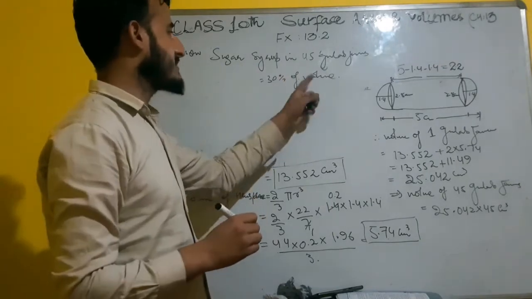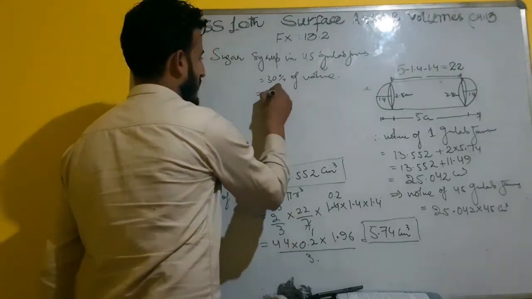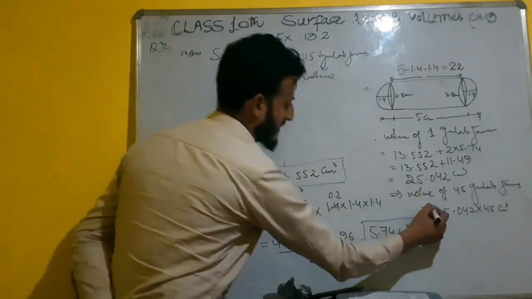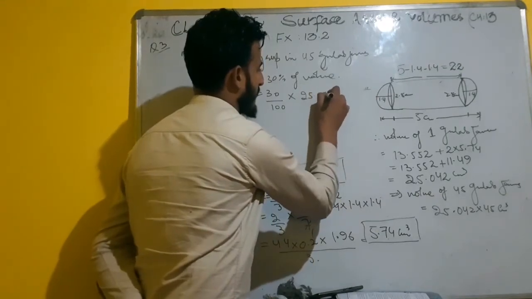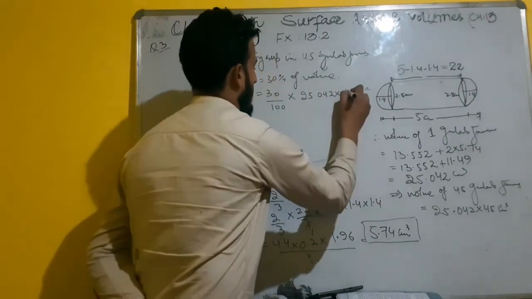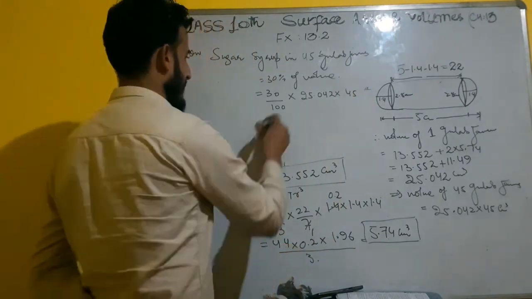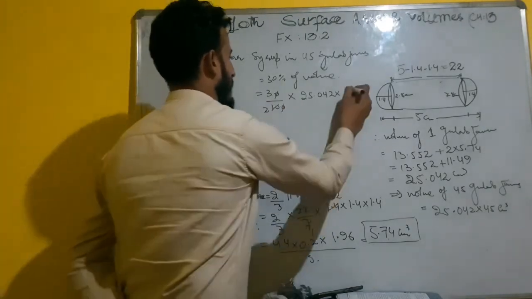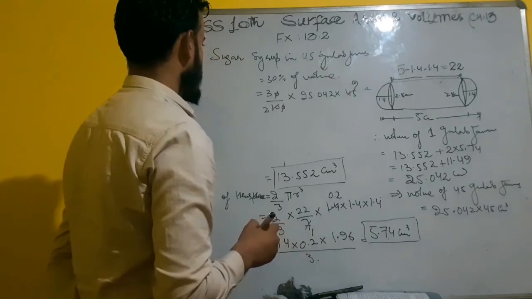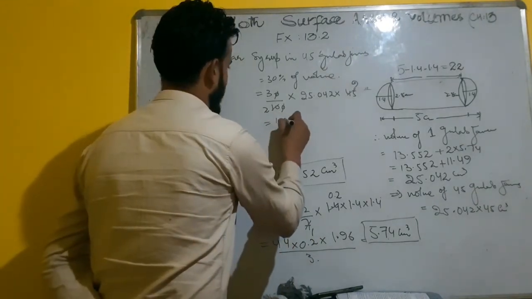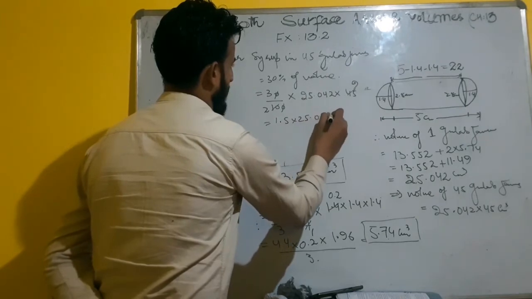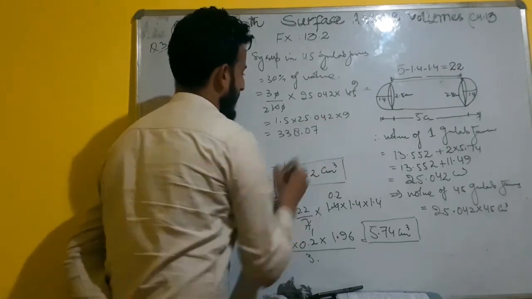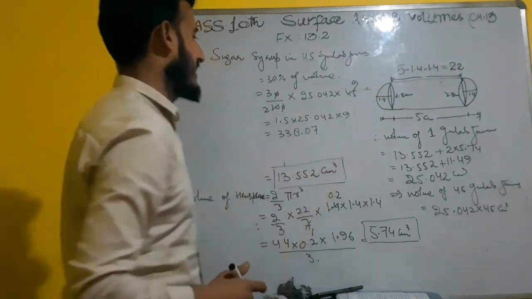We have 30% of volume of gulab jamuns, so what will 30% be? 30 by 100 of, means multiply, and the volume of 45 is what? 25.042 into 45. So after calculating this, we get 5 2s are 10, 5 9s are 45. So we have 1.5 into 25.042 into 9, that will be 338.07. This is the total sugar contained.